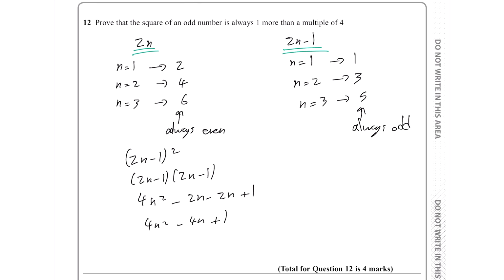So when you get to this stage, now you really want to read the question. What is it saying? The square of an odd number is always one more than a multiple of 4. So let's look at the one more. Yes, we have that. Of a multiple of 4. Well, we can factorize this bit. So that's 4n bracket n minus 1, plus 1. And that's a proof done. So that's a multiple of 4 plus 1.